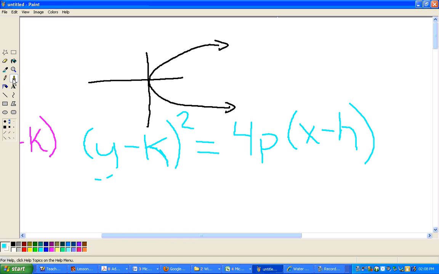So if we're labeling these, this point is called the vertex. These are H and K. This distance is called the focal distance, P. If P was negative, it would make it turn the other way. That's the focal point. The focal distance is P.